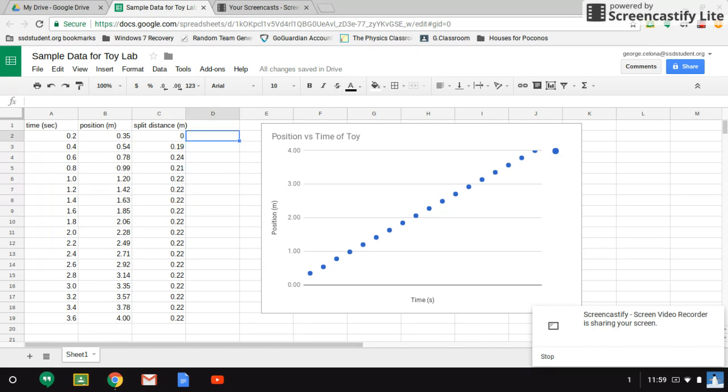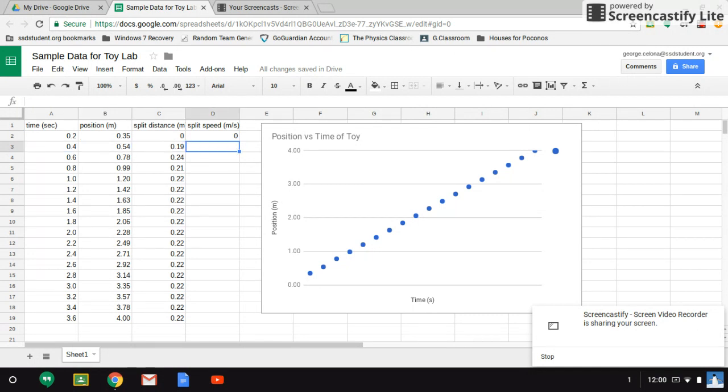Then we're going to make one more column. We're going to call it split speed. We want to know how fast it was going during that interval. So again, the first one's going to be a 0. And to figure out the speed for each interval after that, I'm going to do the distance it traveled in that interval divided by the time interval, which in this case, if you look at our column over here, the time intervals are 0.2 seconds each.